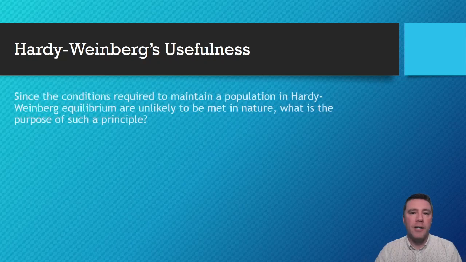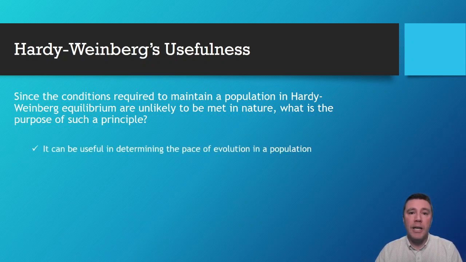You may be wondering, since the conditions for a population to remain in Hardy-Weinberg equilibrium are almost impossibly unlikely to occur in nature, what's the point? How can such a principle and its associated equations be useful? One application of the principle is its use in determining the speed or pace of evolution in a population. If the allele frequencies of a population's gene pool are monitored over many generations, how much they change is an indication of things like the selective pressures and the organism's environment.